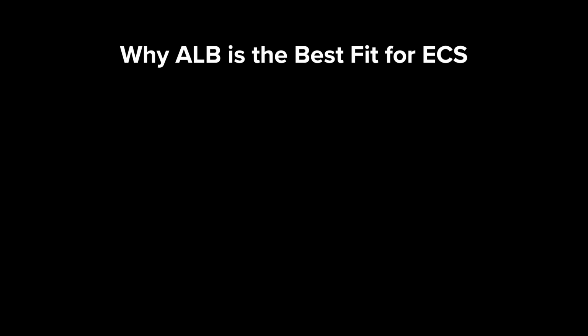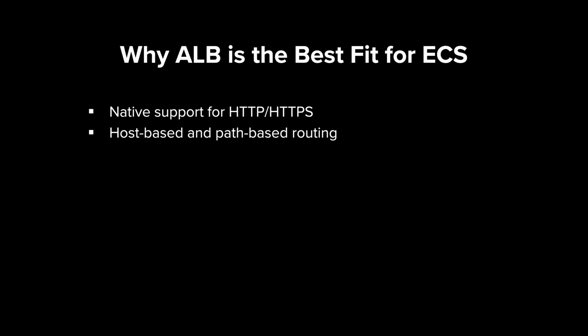So, why is the Application Load Balancer the best choice for ECS? First, it has native support for HTTP and HTTPS, which makes it ideal for most web applications running on ECS. Second, it supports host-based and path-based routing. That means you can route traffic not just to one service, but to multiple services, based on domain names or URL paths. Third, ALB uses dynamic target groups, and for Fargate this works perfectly with IP-based targets. This allows ECS tasks to be registered and deregistered automatically as they scale up or down.